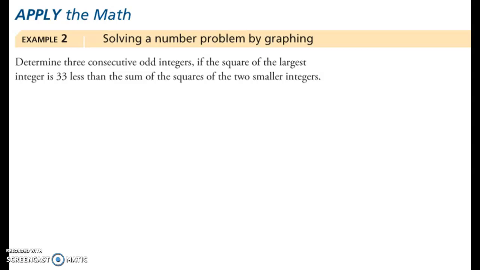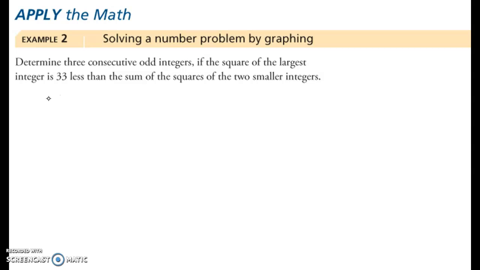The restrictions here are that the square of the largest of these integers is 33 less than the sum of the squares of the 2 smaller ones. Okay, so it seems daunting and confusing when we read that sentence, but if we take it one step at a time, we can easily write up an equation to represent this sentence.